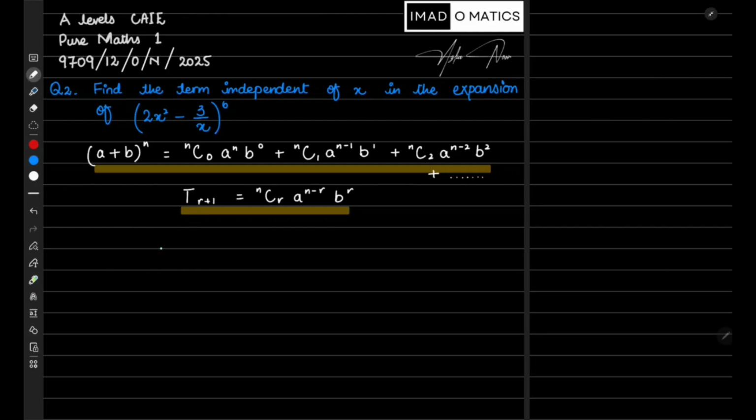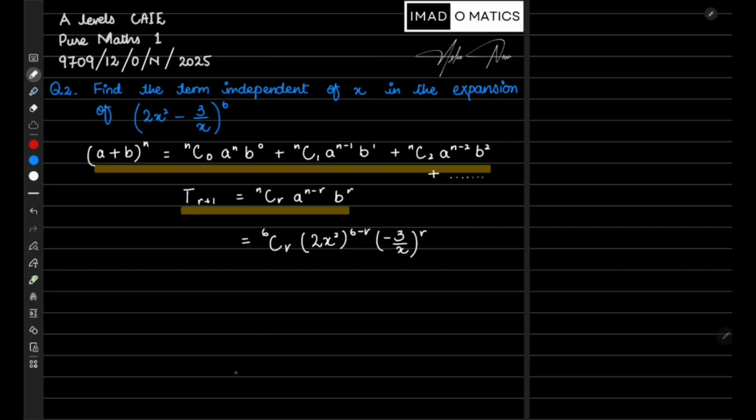So how will we solve it? We will solve it in this way. Let a be 2x², b be -3/x, and n be 6. So let's substitute these here: 6Cr (2x²)^(6-r) and b to the power r. We need a term that is independent of x.